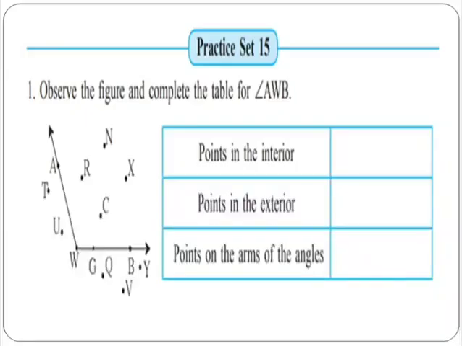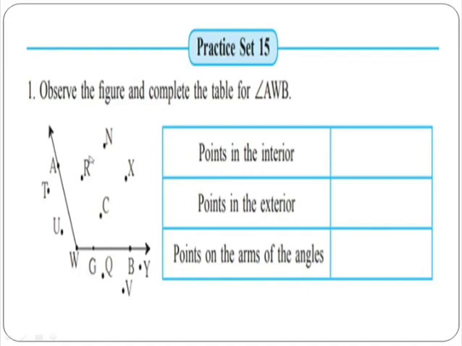Now, practice set 15. Question number 1. Observe the figure and complete the table for angle AWB. Now, children, look at the diagram. Here you will see on this angle AWB, some points are in the interior and some points are in the exterior of the angle. You have to write the points in the interior, points in the exterior, and points on the arms of the angles. Now first we will see the points in the interior.